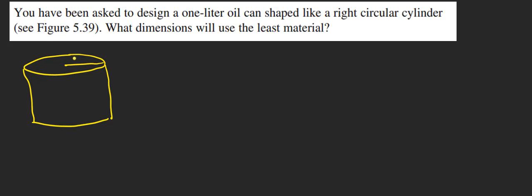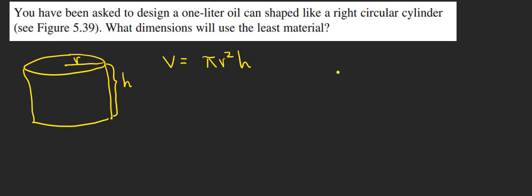And this is the radius, R, and that is the height. And you know that the volume of a right circular cylinder is pi r squared times h. But notice, it says what dimensions will use the least material. So basically, we have to find the dimensions such that it will use the least material to cover this volume. And in order to do that, we need to find the surface area.